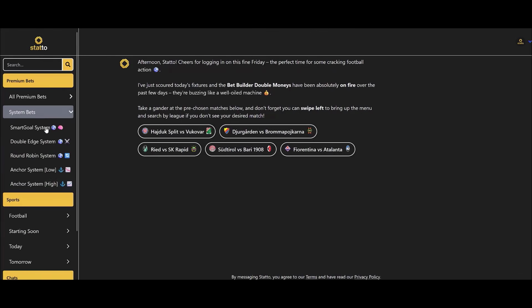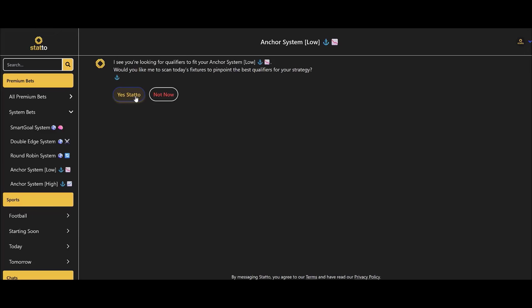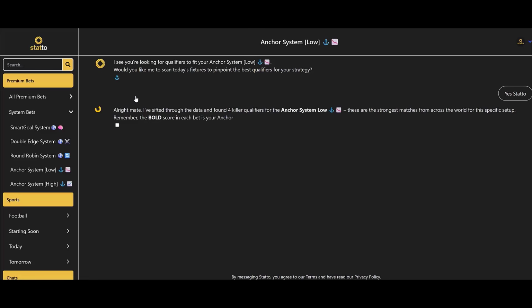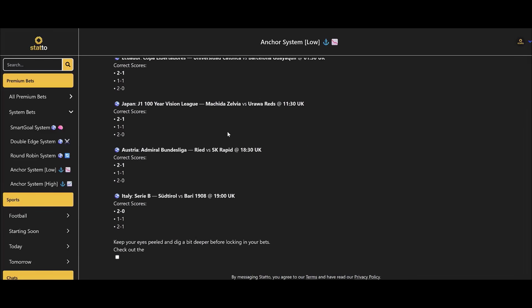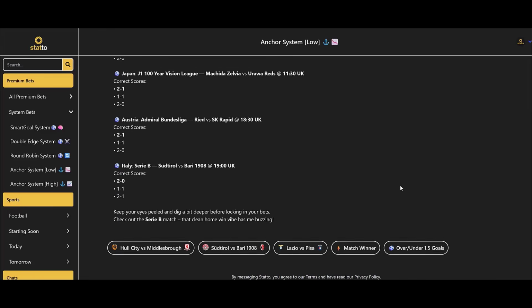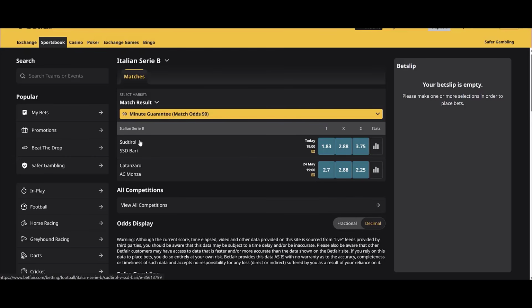So we will show you inside Statto the anchor system. You click on anchor system low, it's in the system bets menu. Very easy to find, and then we would load it up. You click on yes to get the system bets for the day generated. So currently you can see that the system bets are generating. Most of these matches have already been played at the time of recording this video, so we're just going to do these 2 at the bottom.